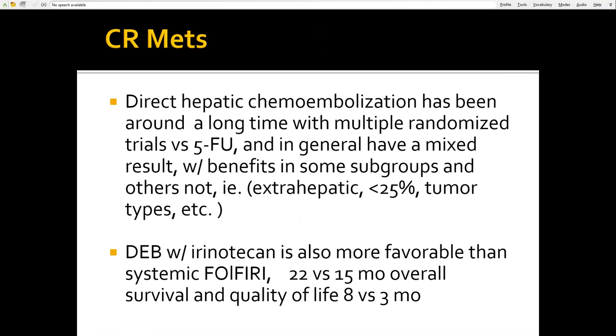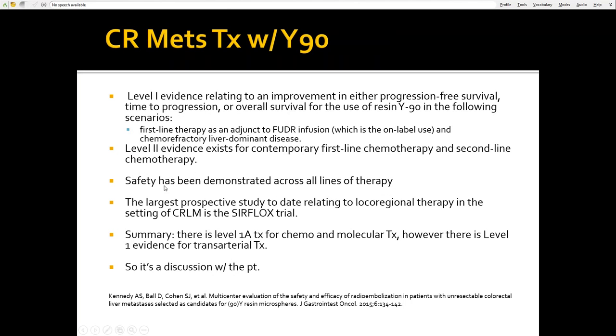Since none of you guys are going to remember any of these details in terms of the overall results, there is some level 1 evidence out there for treating colorectal mets with the use of Y90 in certain scenarios. Level 2 evidence is out there as well, and it has a fairly good safety profile. In general, there's level 1A evidence out there for chemomolecular treatment as well as for transarterial therapy. So you get to have a discussion with the patient as to what they would like to go through.